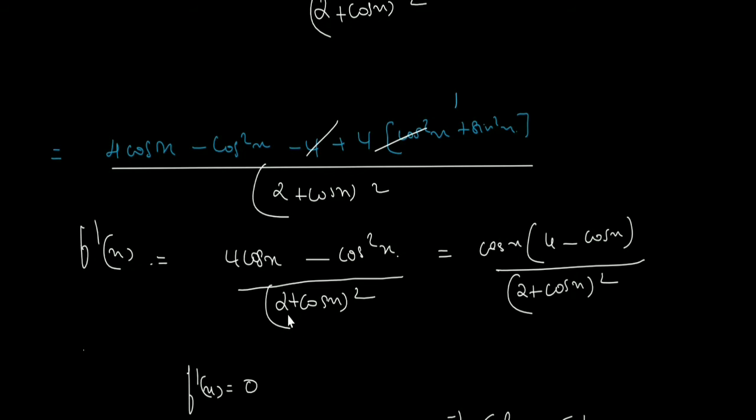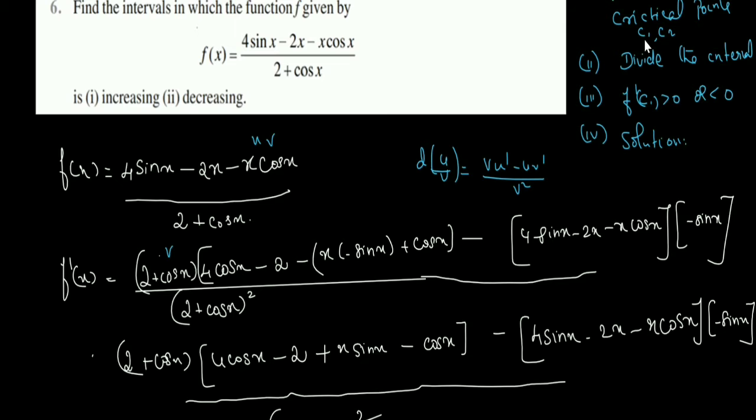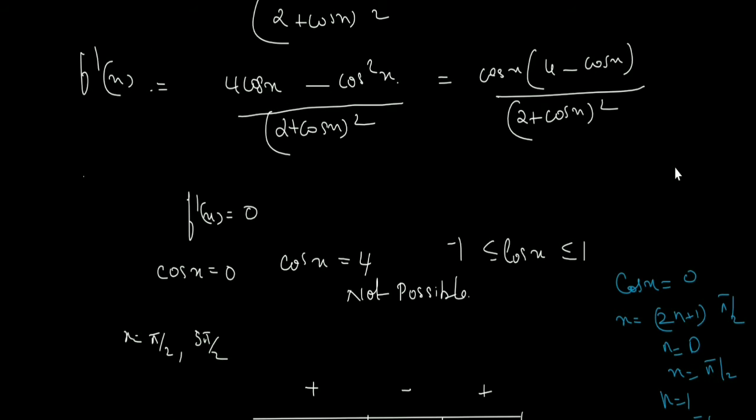The denominator is 2 plus cos x the whole square. Now to find the critical points, you have to equate f dash of x to 0. So let us equate this to 0. This cos x is 0. Cos x is equal to 4 is not possible because cos x value lies between minus 1 and plus 1.